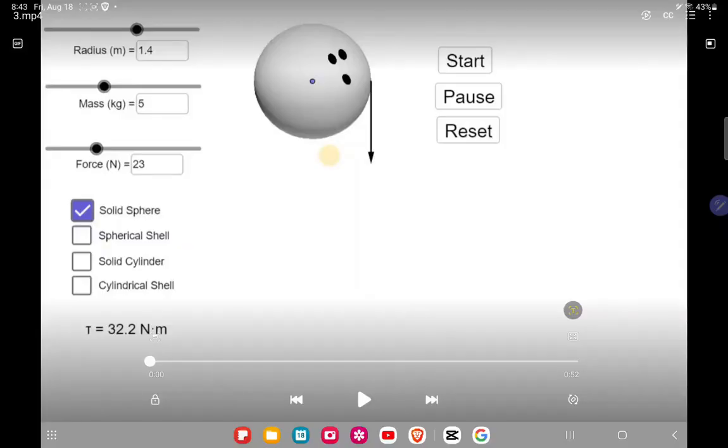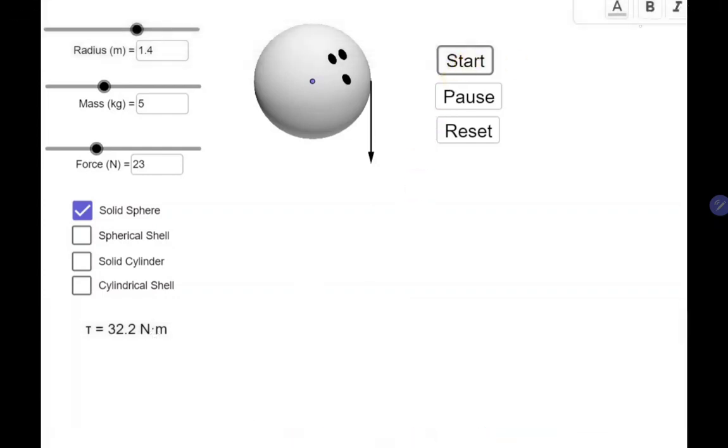In this model, we have different pulleys with different shapes, like this one here, which is a solid sphere. The radius for these pulleys is 1.4 meter with mass 5 kilogram, and the force is equal to 23 newtons. Now let's see what's going to happen here. We would like to find the angular acceleration. We applied a force on this one equal to 23 newtons.